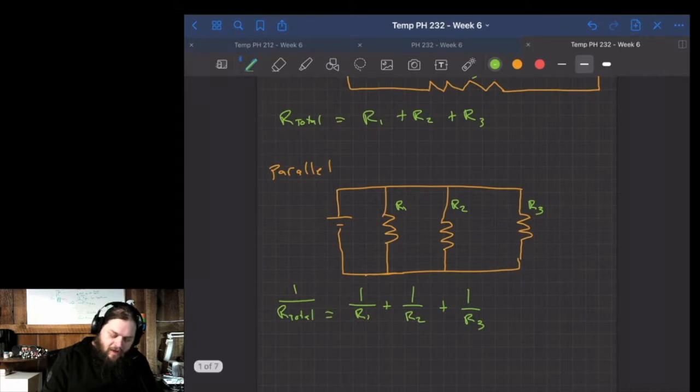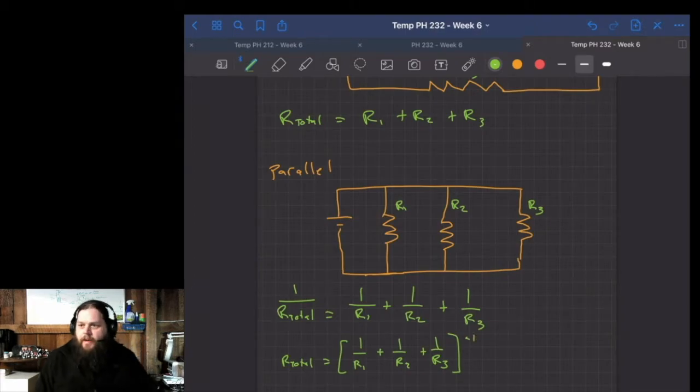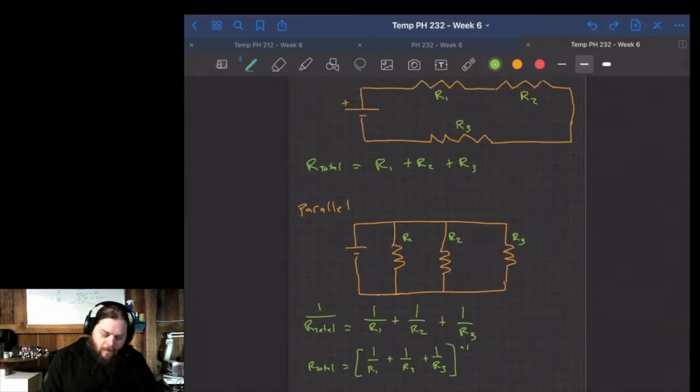I like to write this out as R total is equal to the same thing, 1 over R1 plus 1 over R2 plus 1 over R3, but then just take that whole thing to the -1 power. By taking it to the -1 power, we're basically taking the reciprocal of this, so we can find that resistance, because that's really what we want to find. This is the formula I use to find the total resistance of resistors in parallel.